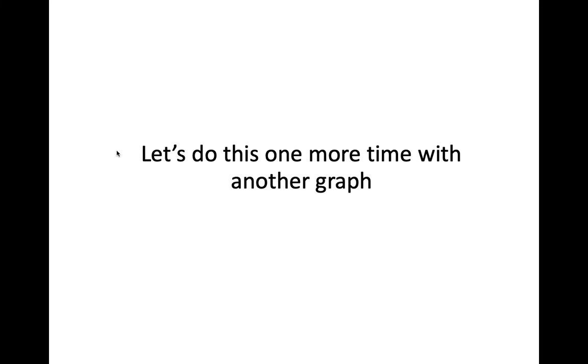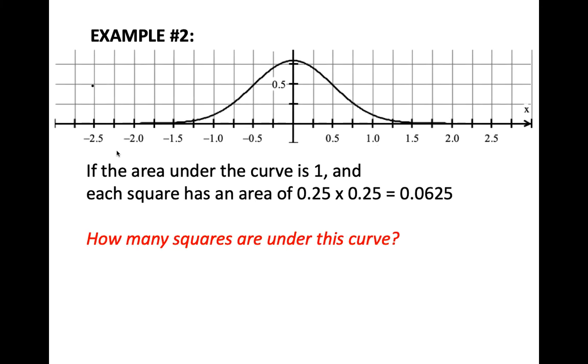Okay, so then we tried this one, and then we tried it one more time with another one. Now, this one is a little bit of a higher curve. You can see that your standard deviation now is just 0.5 instead of 1. But we did the very same process. We know that the area under here is 1. And so we look at the area of this little square. We know that from here to here is 0.25. So 0.25 times 0.25 is 0.0625. And if I divide that into 1, I find out that there are about 16 squares under this curve that I have.